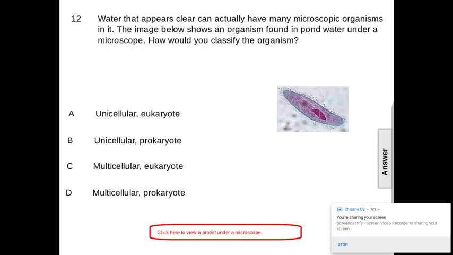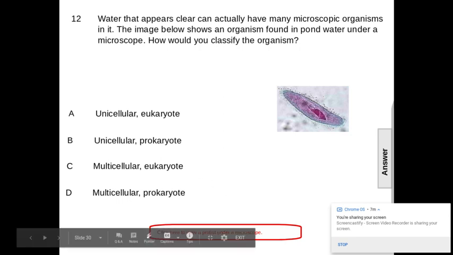All right, I'm skipping this question. But if you want to know the answer, you don't have to write this one down. This is a paramecium. It's unicellular. But don't worry about that one.